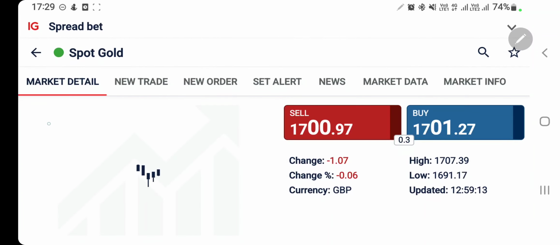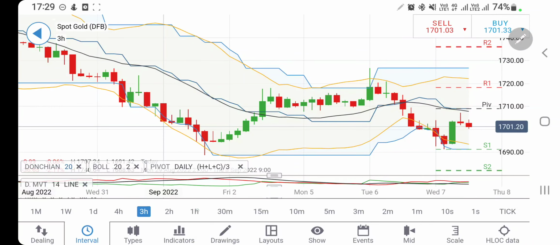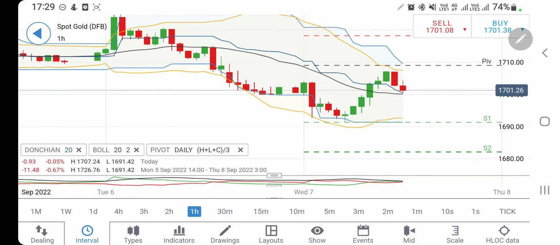First we'll look into gold, followed by Nasdaq 100, and in the end Dow Jones. Do watch till the end. Do listen to it carefully. Also do note down the levels.